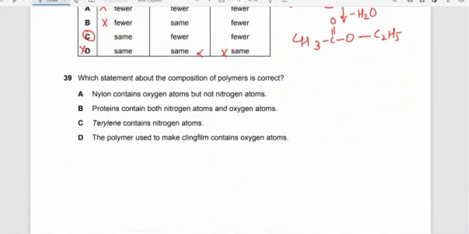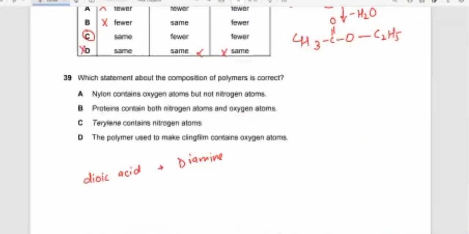Which statement about the composition of polymers is correct? Nylon contains oxygen atoms but not nitrogen atoms. No. What is nylon? How is it made? Nylon is made from a diamine and a dioic acid, dioic acid plus diamine.